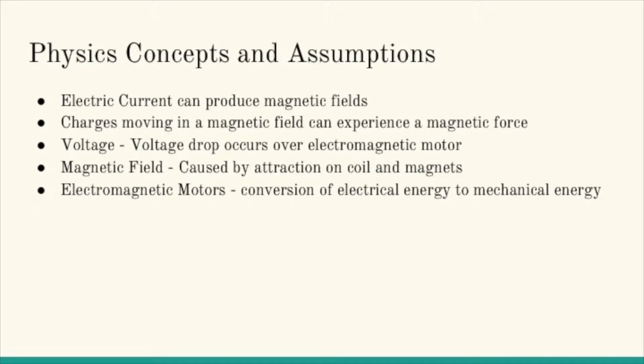This lab connects properties of electric current and magnetism through the use of an electromagnetic motor. It is important to note some concepts known before the experiment was performed. Electric current can produce magnetic fields, and charges moving in a magnetic field can experience a magnetic force. A voltage drop occurs across the electromagnetic motor, and a magnetic field is created by the attraction of magnets and a copper coil. We decided to alter the system of an electromagnetic motor in order to observe the change in speed of the rotation of the copper coil.